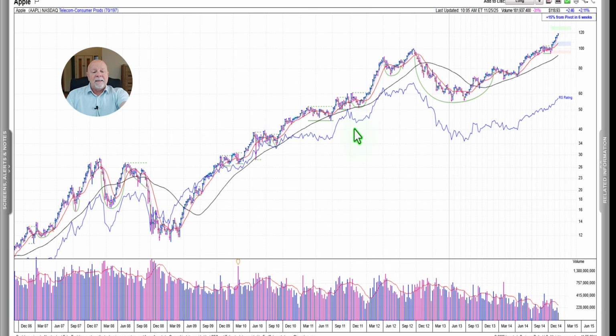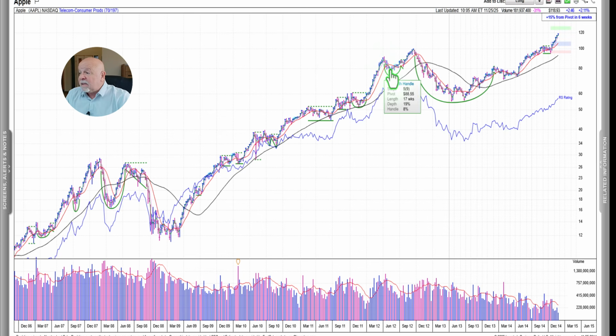Remember when I say this, the longer the base, the higher the spring. So it's like coiling a spring when it stays in a base. And we got base on base on base. That's basically like a coiled spring going on. And then look at it. It springs higher from the pivot of 61 all the way up to almost $100, right around $100.